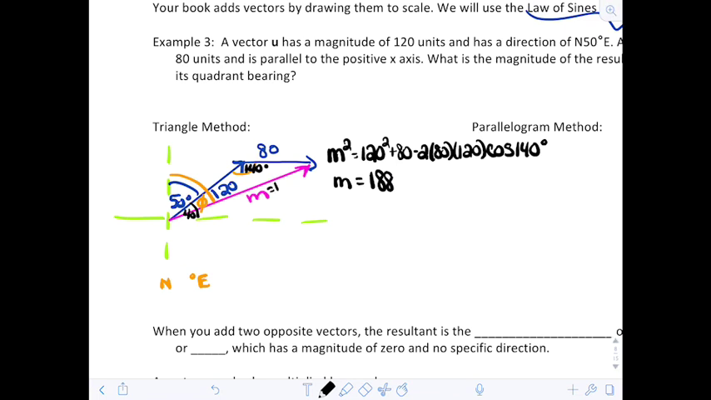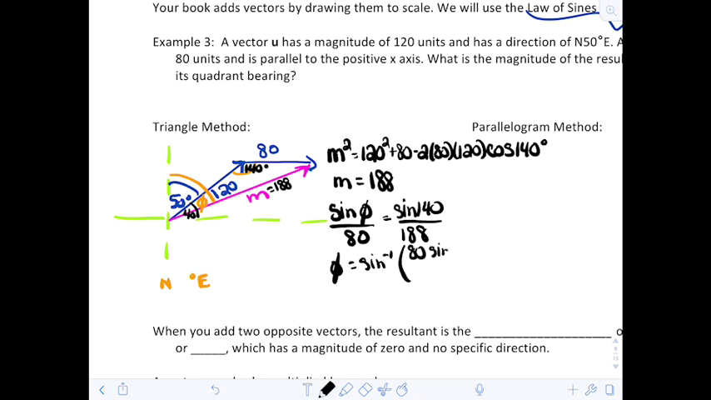So with a magnitude of 188, I can now find this phi angle inside by using the law of sines. I can take the sine of phi over 80, which is its opposite side, and then I have the sine of 140 over 188. So phi is equal to the sine inverse of 80 times the sine of 140 over 188. And I get phi to be about 16 degrees. We're going to round there.